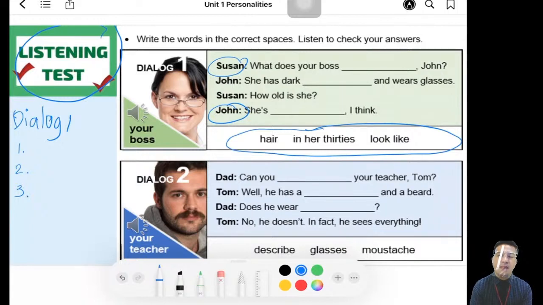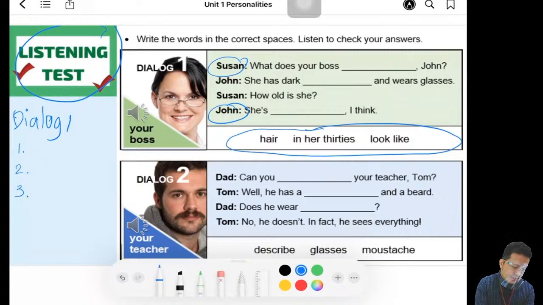One more time. Let's go back to dialogue 1 for the listening test. What does your boss look like, John? She's in her 30s, I think.